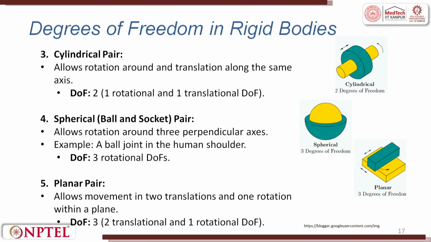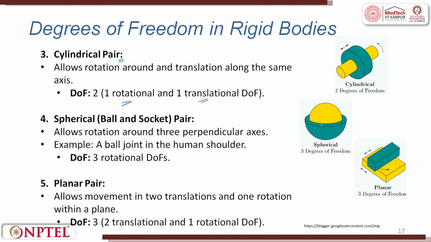You can also have a cylindrical pair. A cylindrical pair has 2 degrees of freedom. One it slides, the other one it rotates. It slides and it rotates. So, a cylindrical pair is 1 degree of rotation and 1 degree of translation.